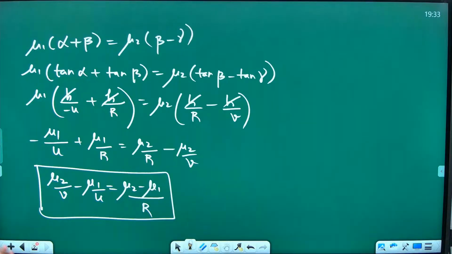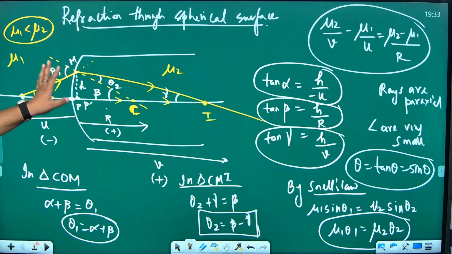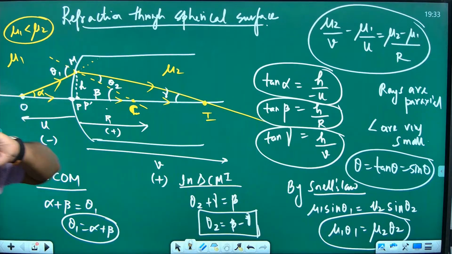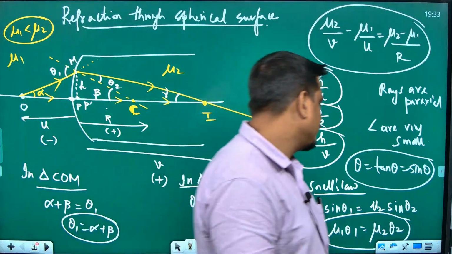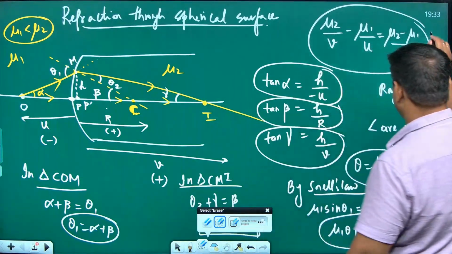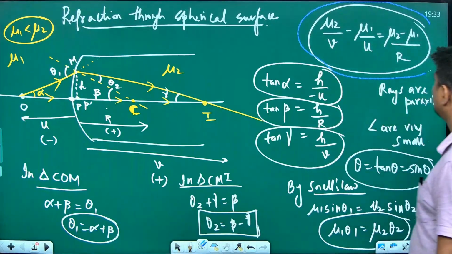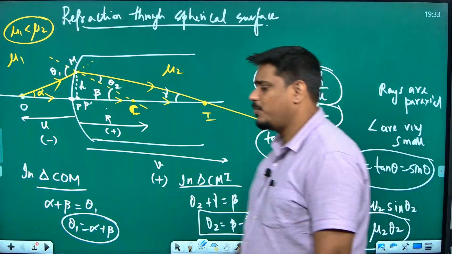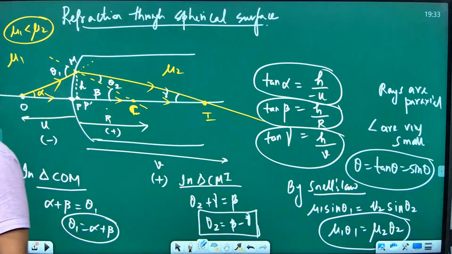This is an important derivation which comes in school exams for 3 marks, where they will ask you to derive the refraction through a spherical surface. If it is clear to you, then you can start copying it. If there is no doubt, please copy it fast. I will give some numericals based upon this then.